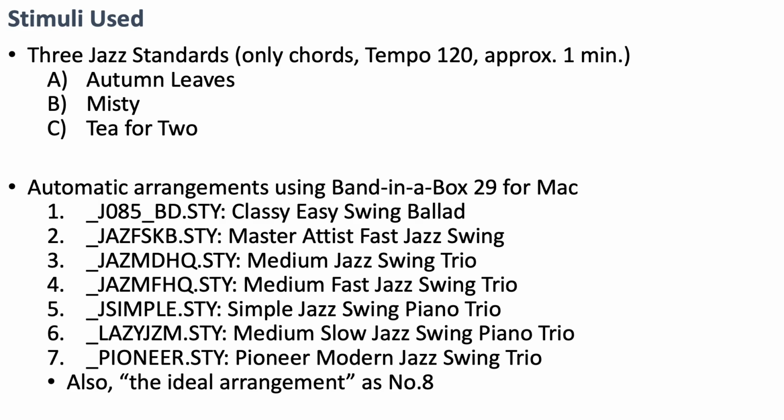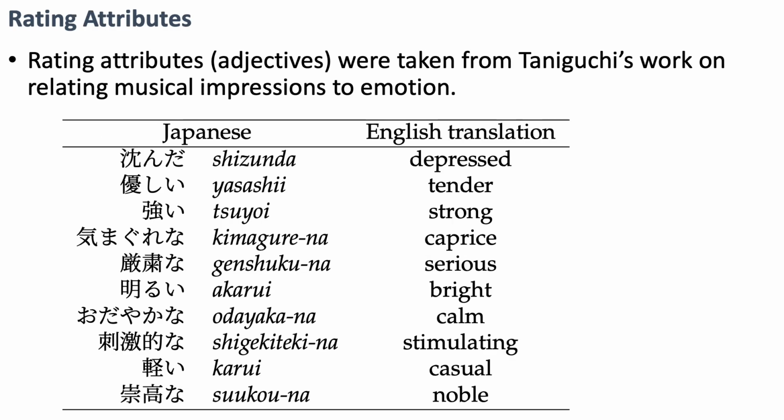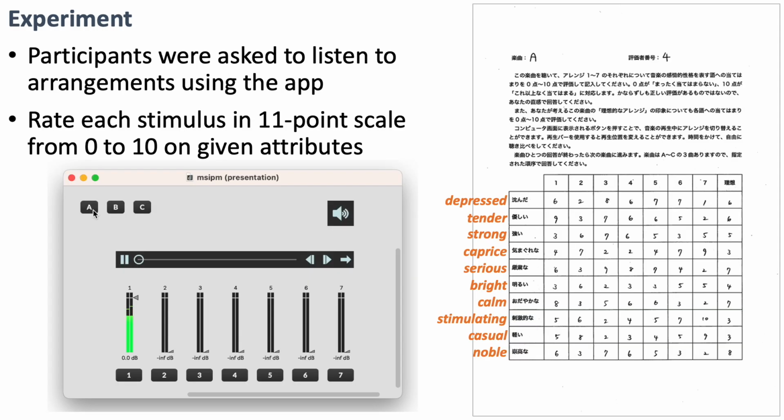To check whether MSIPM is applicable to evaluate music pieces, we prepared 3 songs with 8 arrangement styles, including 1 virtual style for the ideal stimulus. Rating attributes were taken from the work by Taniguchi on relating musical impressions to emotion. Participants were asked to listen to arrangements using the app shown below. After clicking on A, B, or C to choose a song, participants were able to switch between 7 music styles.